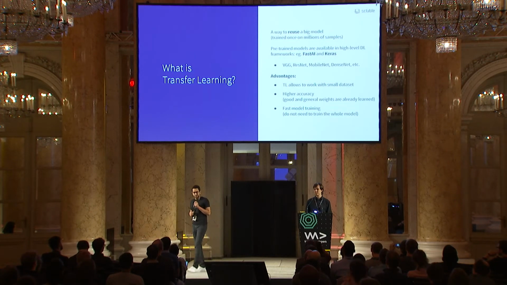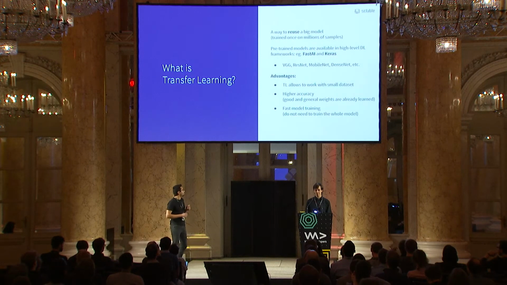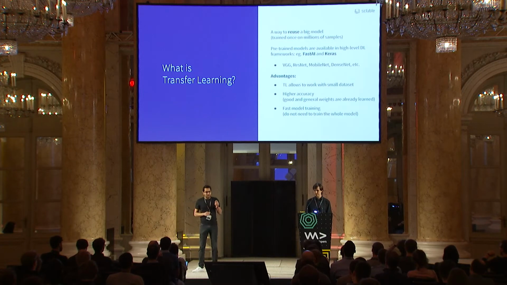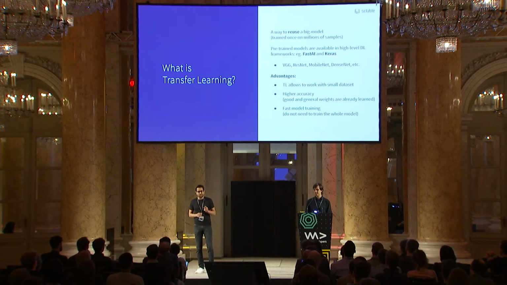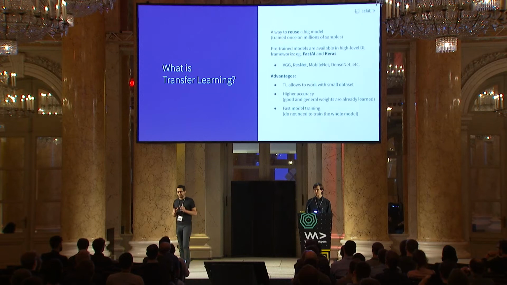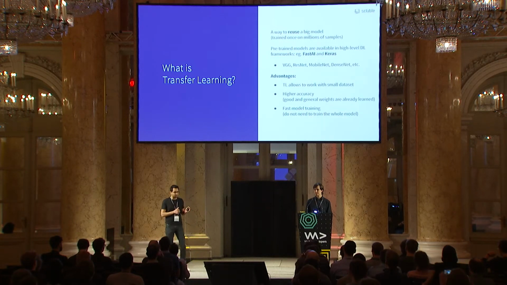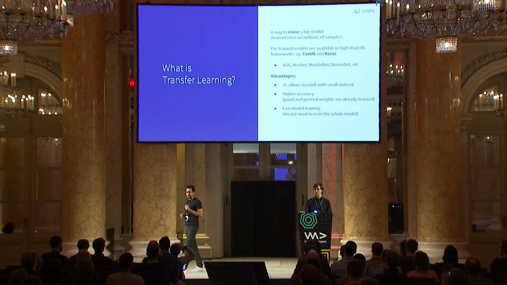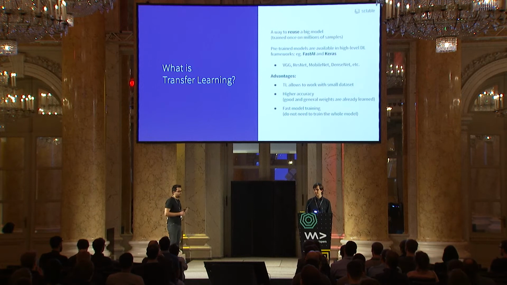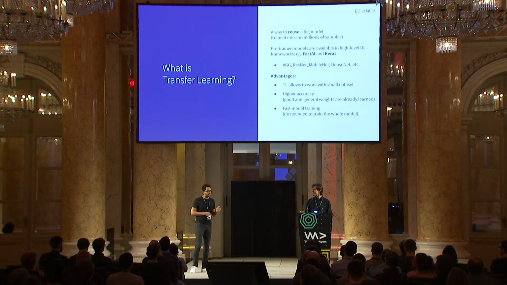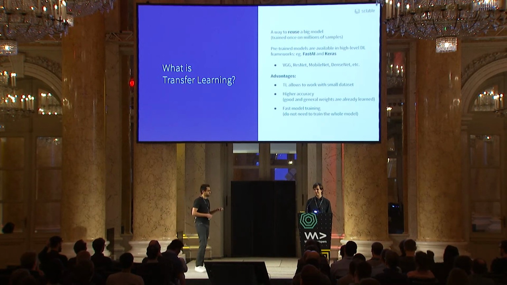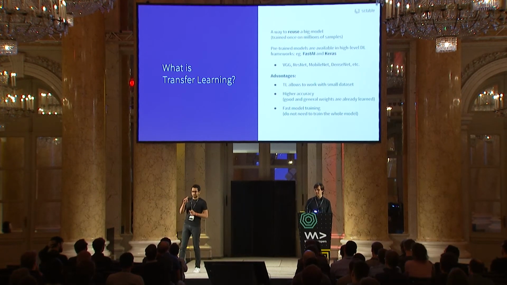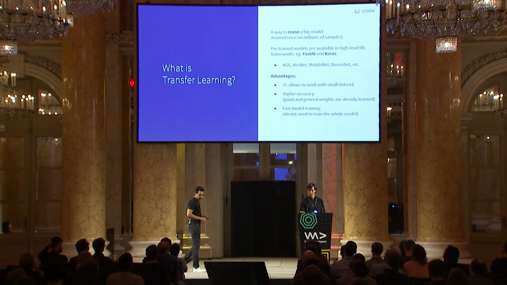So why do we need transfer learning? It offers very important advantages, such as it allows us to work with a small data set. It provides a higher accuracy, because good weight parameters are already learned over a huge amount of images, so it's very generalized. And it also leads to fast model training. We will see that it's very fast, using just Google Colab. We can do it in some minutes. We don't need to train the whole model. We just train only the customized layer which we're going to put in.